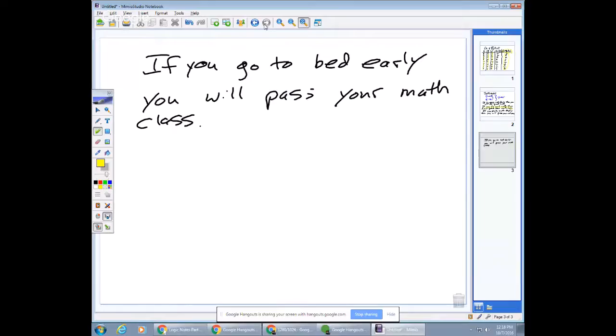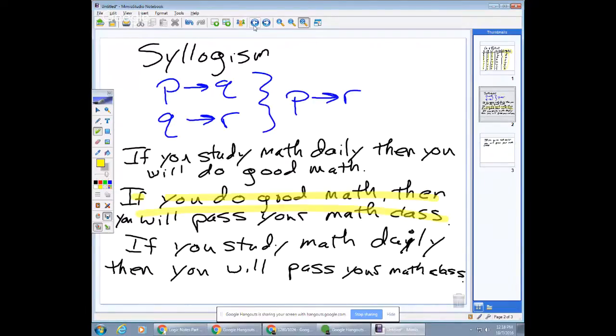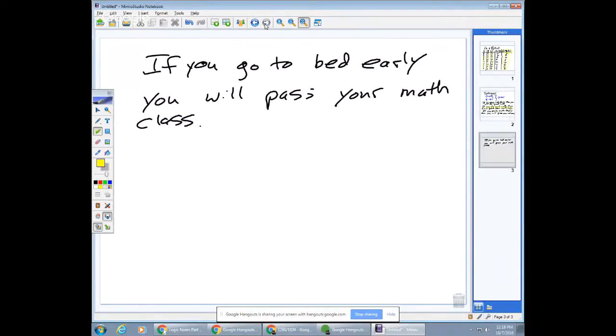The first sentence: if you study math daily, then you will do good math. If you go to bed early, you will pass your math class. Is there any connection between those two statements? Could I claim then that if you go to bed early, you'll do good math? Or that if you do math every day, you'll pass your math class? I don't have any connection between this sentence and the other sentence.